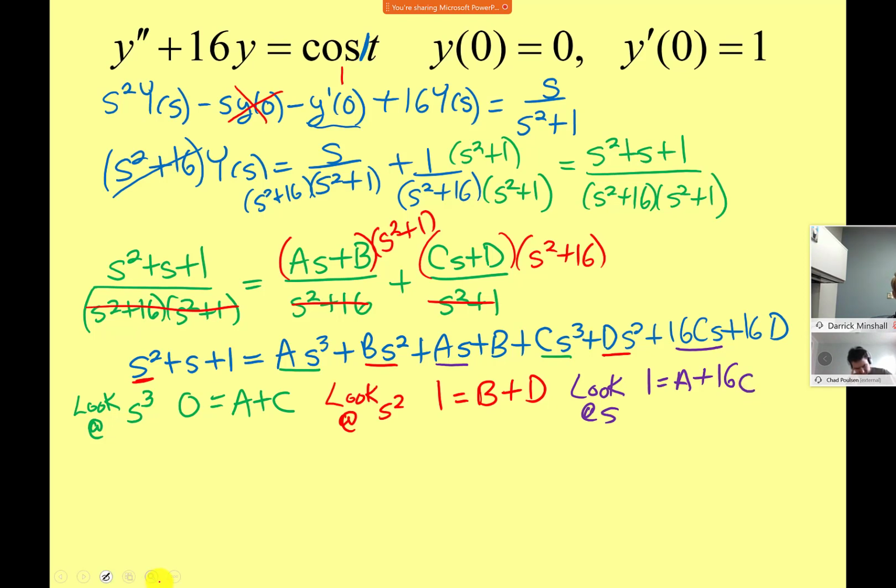So I have four equations and four unknowns, but they're all fairly simple, so that part's good. So now I'm going to look at the constants. There's one on the left, so constants are things without s's. This is the stuff that's left. There's a 1 here. There's a b plus a 16d. So now I have a bunch of equations and a bunch of unknowns, but they're all pretty simple.